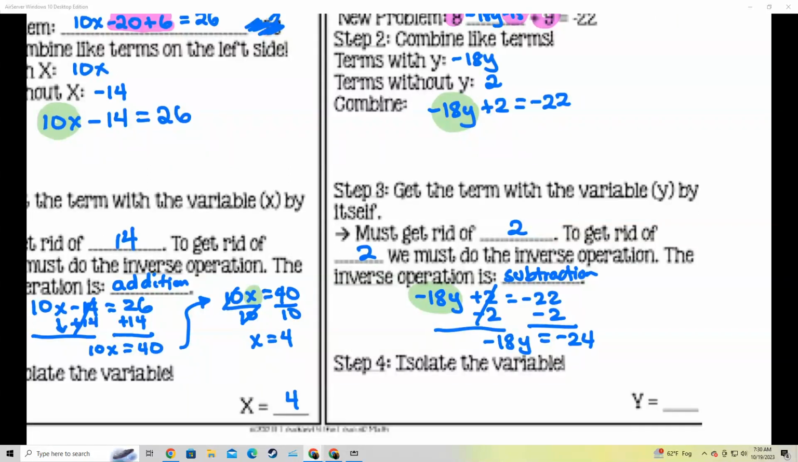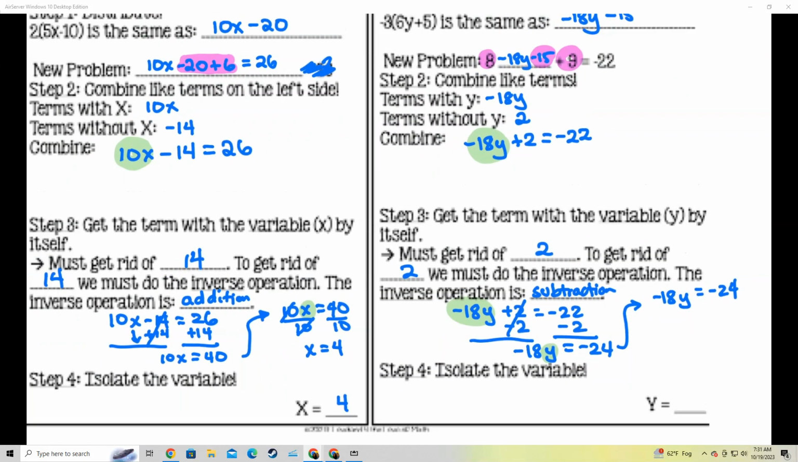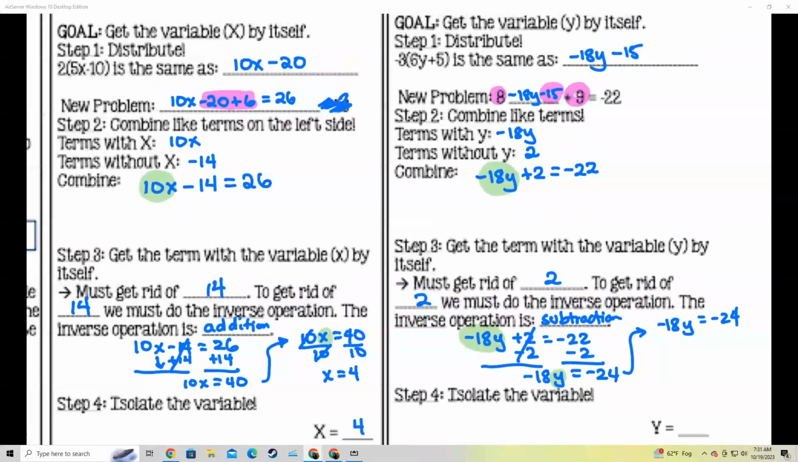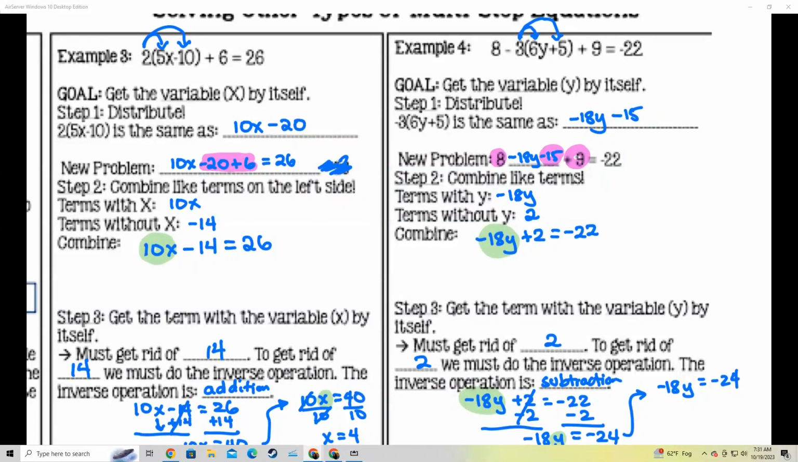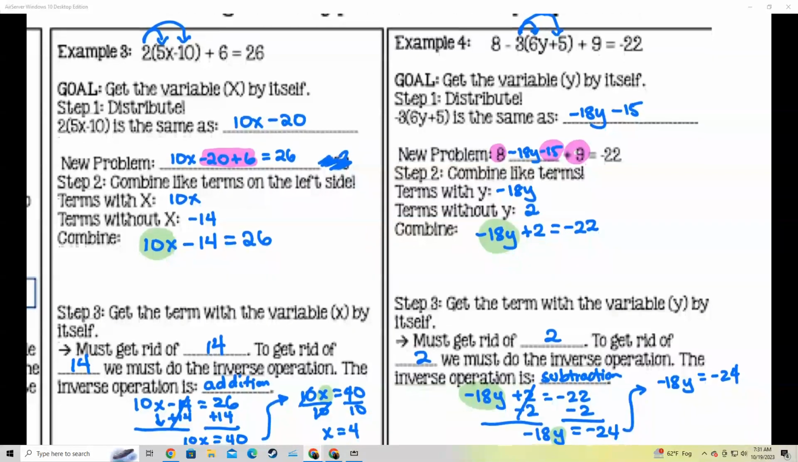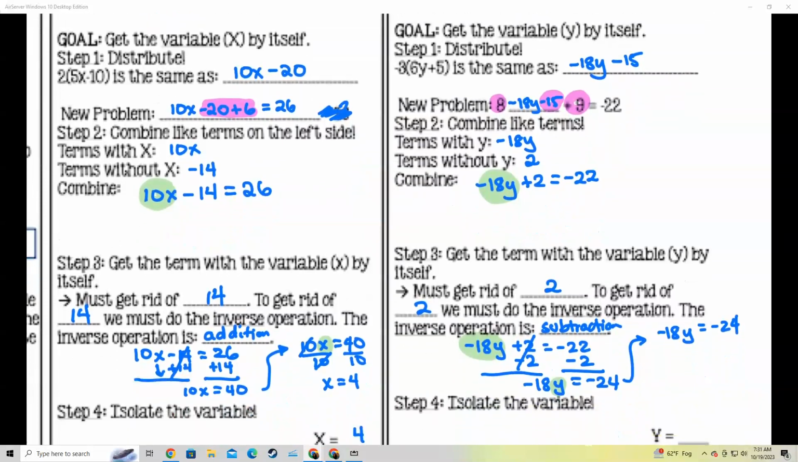Now I'm going to isolate the variable, which means I'm trying to get this y by itself. I'm running out of space, so just like last time, I'm going to go ahead and do this last step over here. I have negative 18y is equal to negative 24. Let me just make sure I didn't make a mistake, because it looks like I am ending up with a fraction. But I think I'm good. I think this is right. So let me go ahead and keep going.